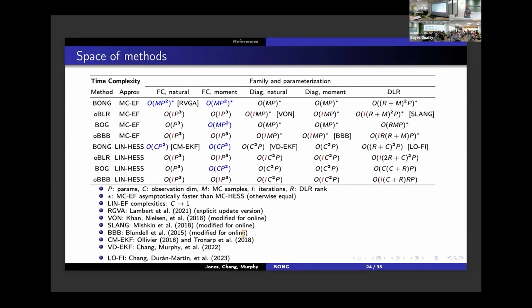So putting all that together, we get a whole space of methods where we cross the different update rules. So this is with and without NGD and with and without the implicit regularization, the different methods for approximating the integrals, and the different variational families.